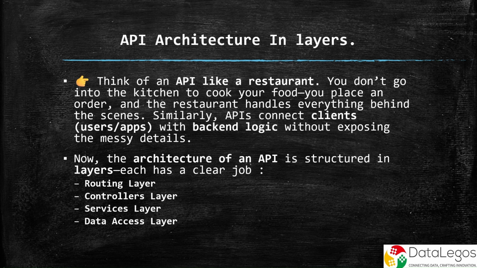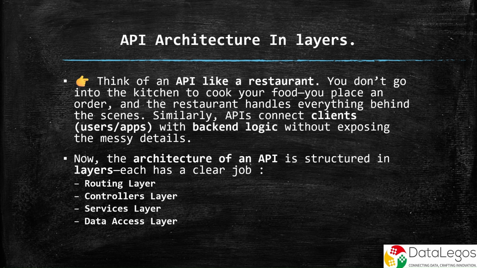Imagine a restaurant. You don't enter the kitchen, you simply place your order. The restaurant staff handles everything and serves you the food. That's what APIs do. They connect users or applications to back-end systems without exposing all the complexity. In short, APIs are the waiters of the digital world, handling requests and delivering results.